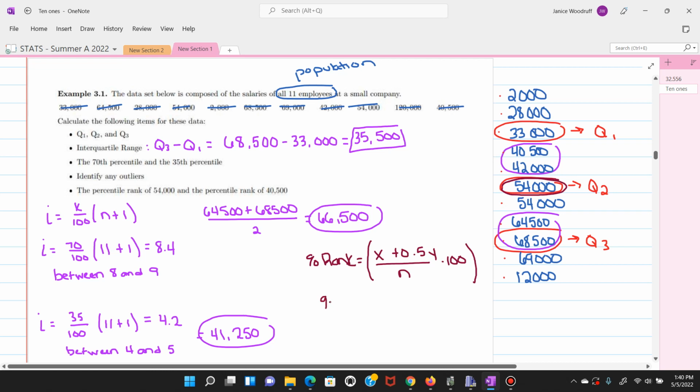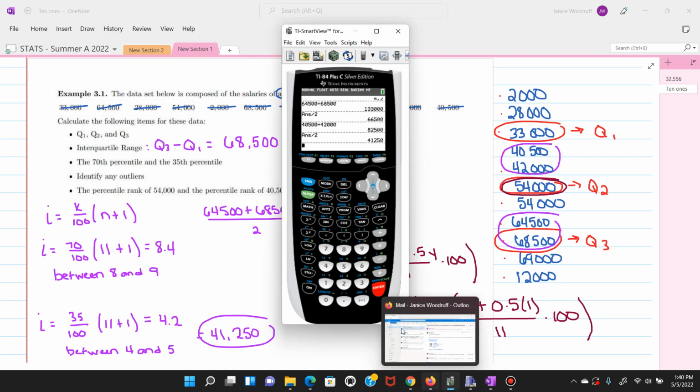So percentile rank of 54. Okay, so we've got 5 plus 0.5. It only occurs one time. Over, there's 11 observations times 100. Okay, so let's go ahead and do that. So 5 plus 0.5 times 1. There we go.